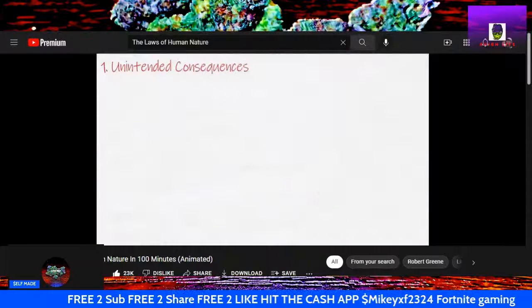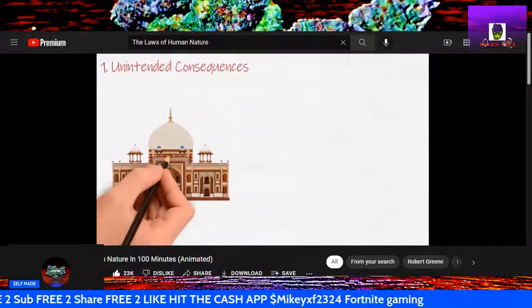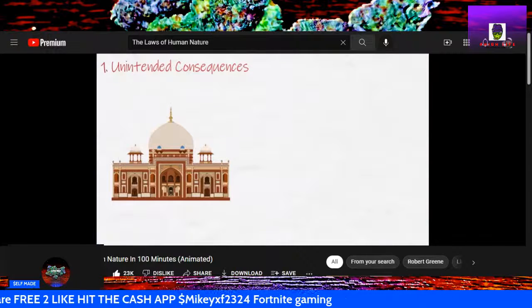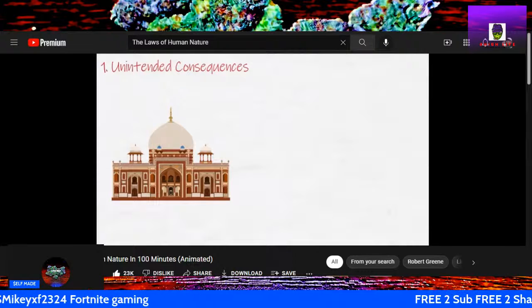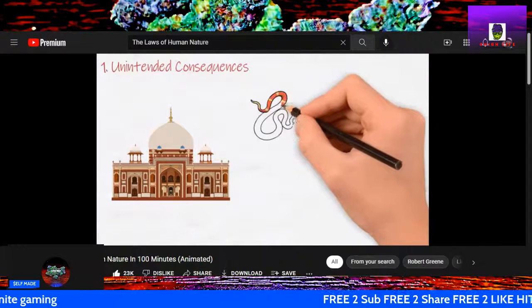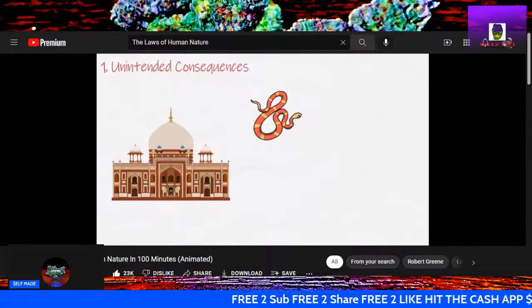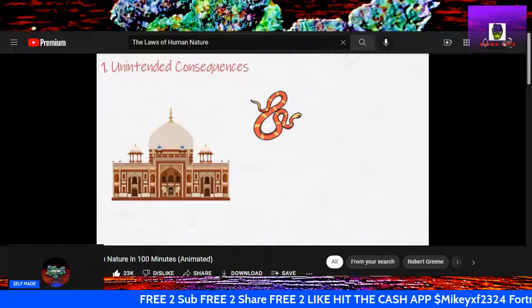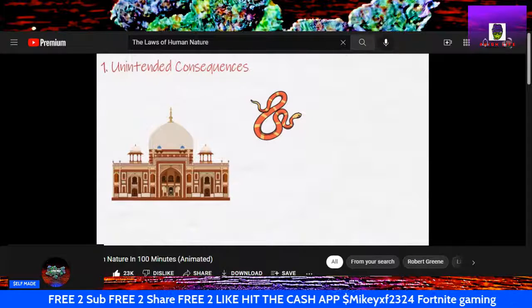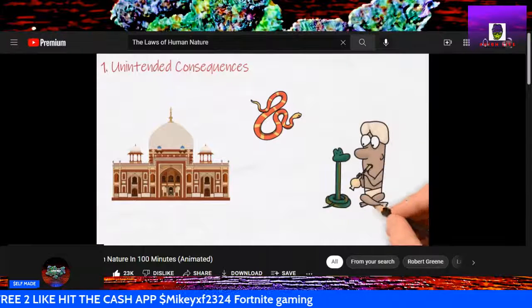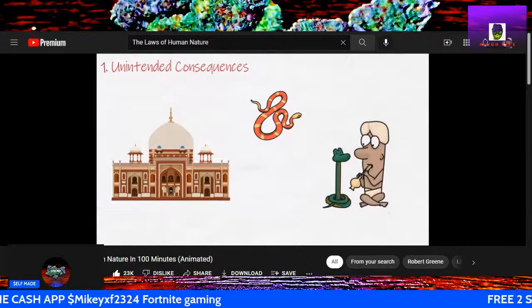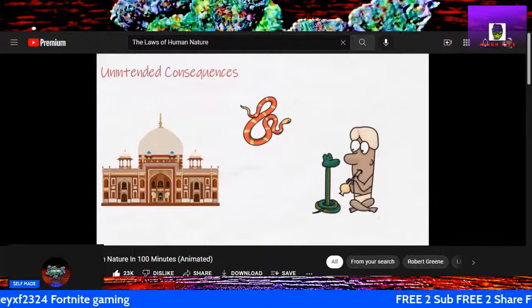Unintended consequences. In 19th century India, which was under British rule, there were too many venomous cobras in the streets of Delhi. The authorities announced that for every killed cobra brought to them, a reward would be given. Soon after this, the locals started to breed cobras in order to make a living. And by the time the government cancelled its program, there were three times more cobras than before.